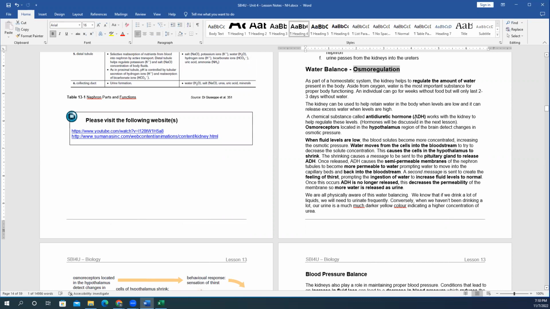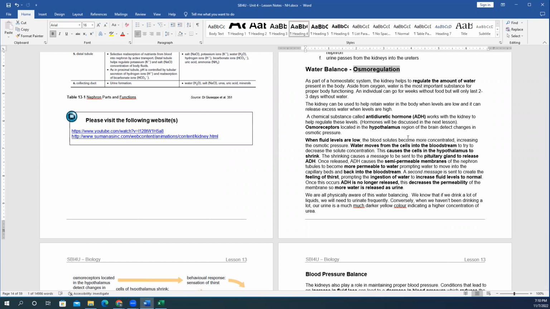The antidiuretic hormone, or ADH, is a substance that works together with the kidney to help regulate these levels. We will discuss hormones in greater detail in our next lesson. And then there are osmoreceptors, receptors that respond to osmotic pressure and are located within the hypothalamus of the brain. These osmoreceptors have the ability to detect changes in osmotic pressure, or water pressure.